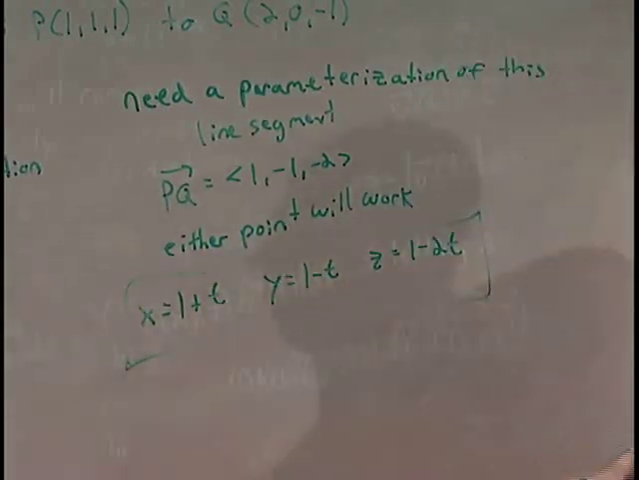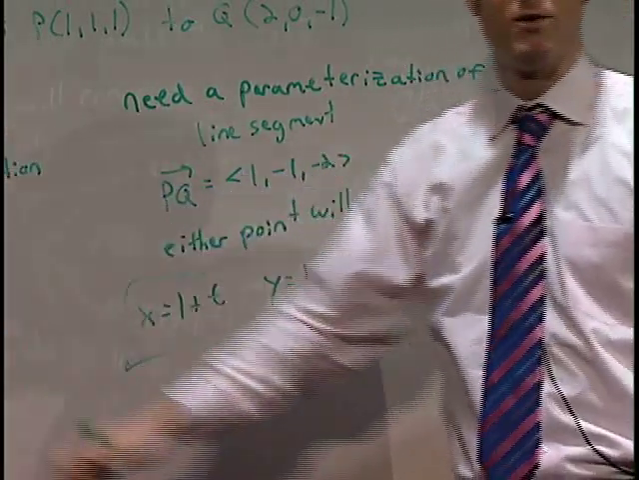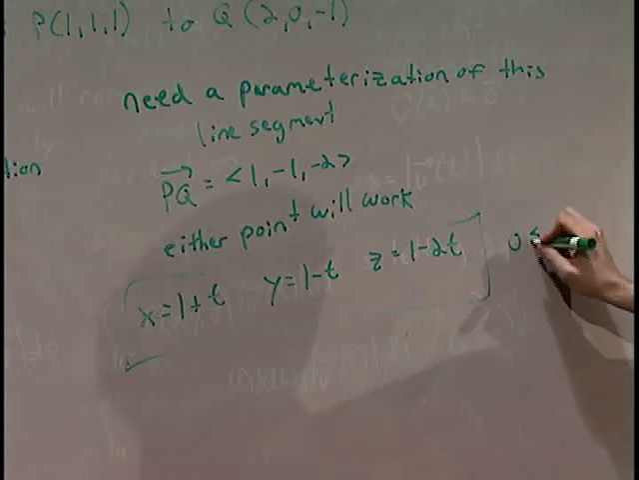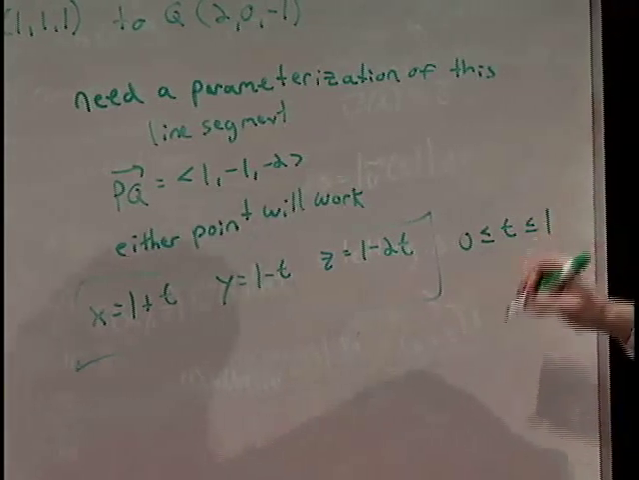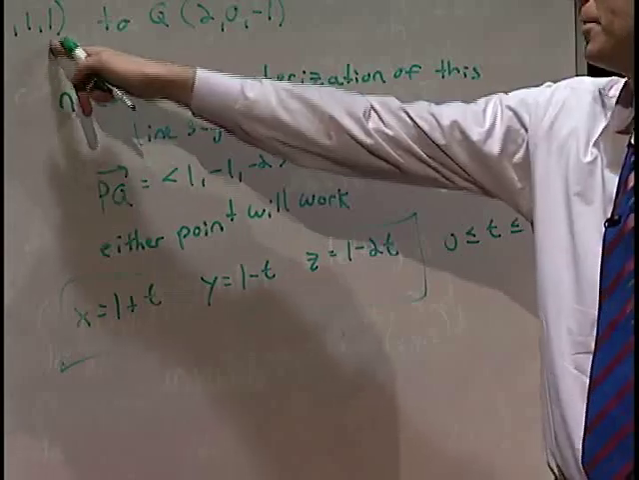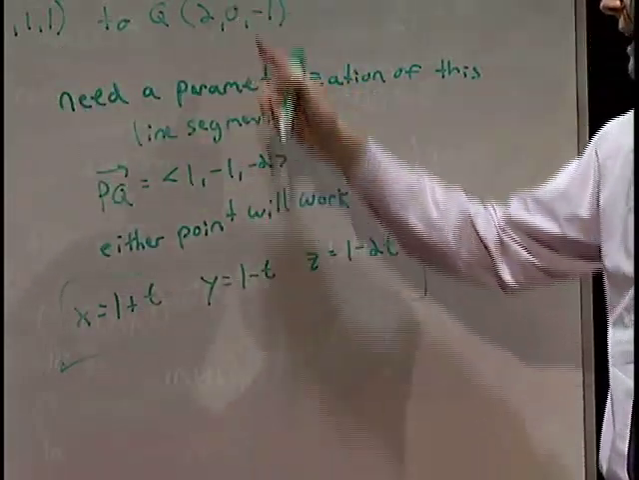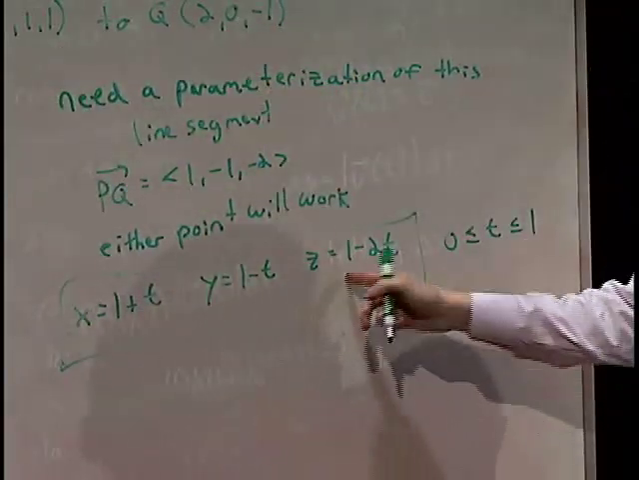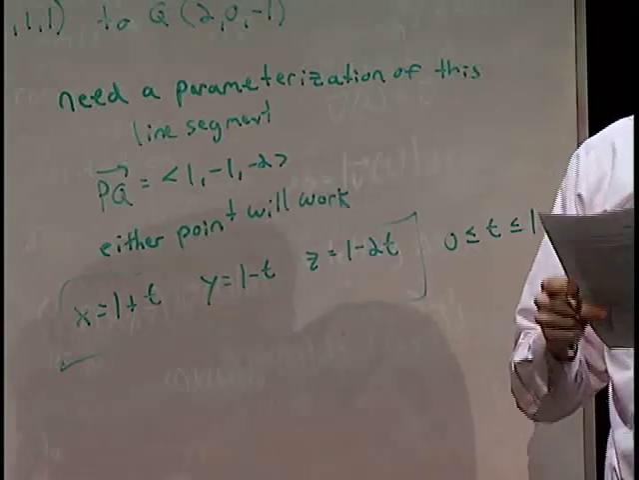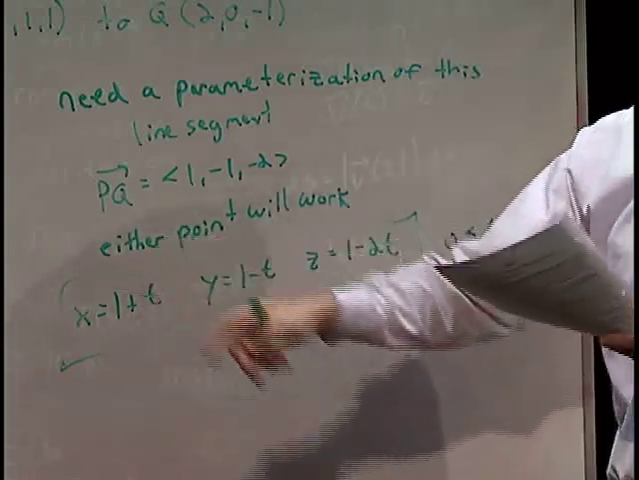Because I'm deliberately choosing these 2 points that are joining my vector together, the t values here range between 0 and 1. When I plug in 0 here, I get that point. When I plug in 1, I get the point Q. Okay? So this is a smooth parameterization of that line segment. This will work for our r of t, right?